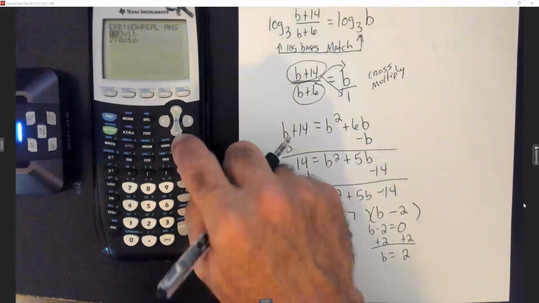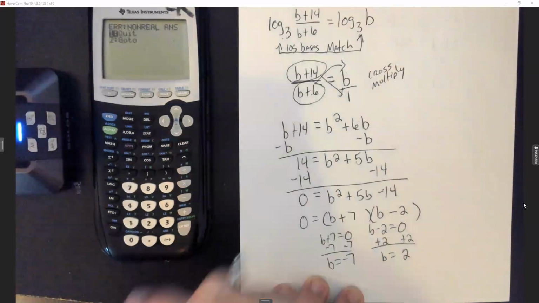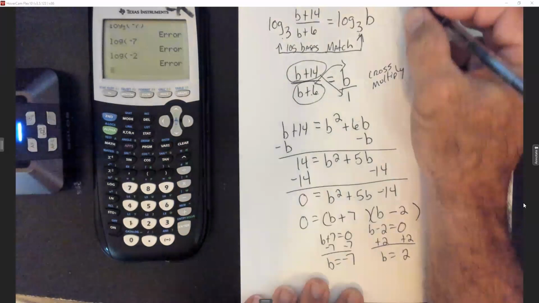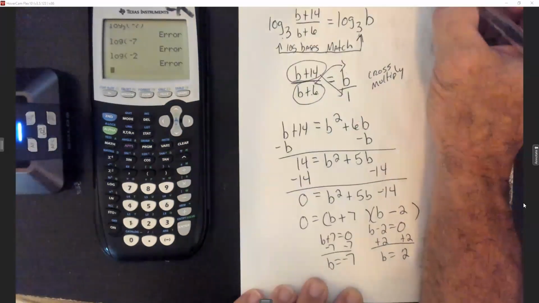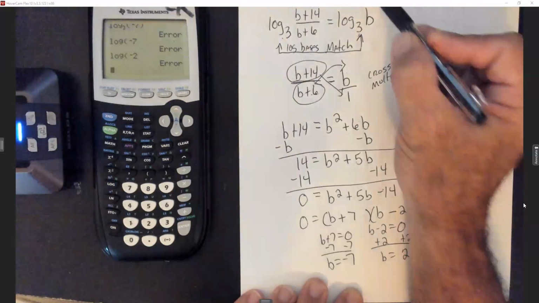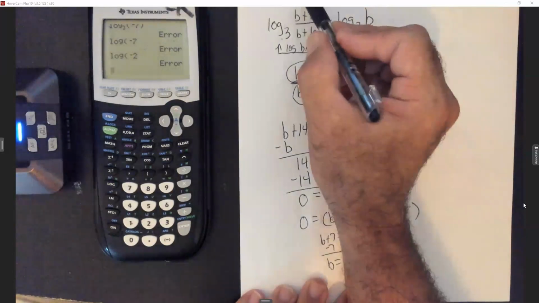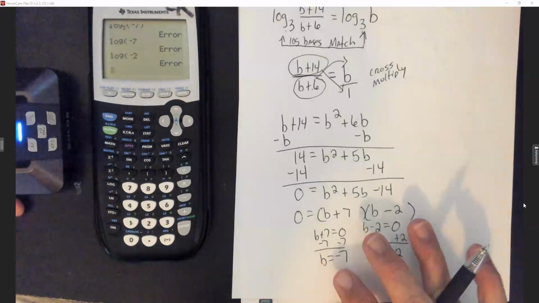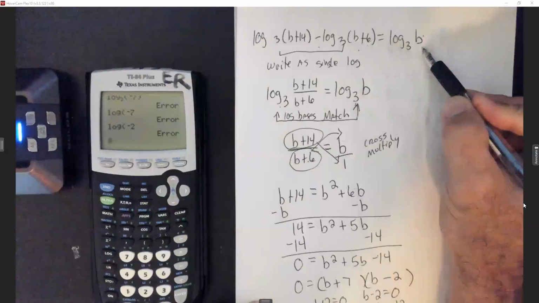Log negative 2, error. So if you get a negative answer on a logarithmic equation, you got to check and make sure it doesn't make this part negative. Now, negative 7 plus 6 also would have made that part negative. It wouldn't hurt this first part because 14 and negative 7 would still be a positive 7. But yeah, this part would have got hurt by putting that negative 7 there.